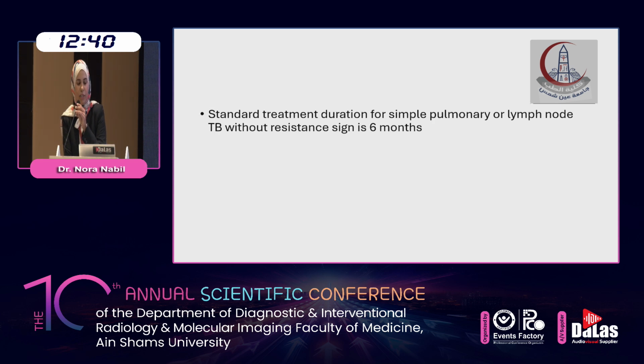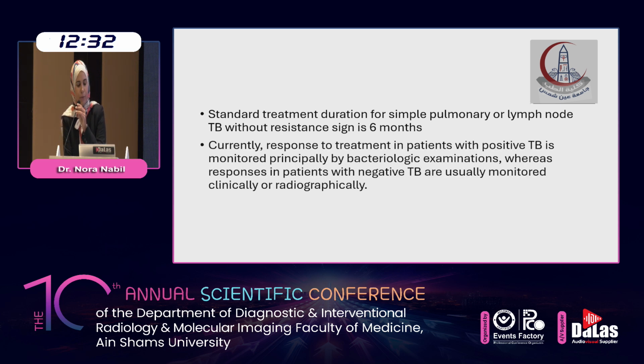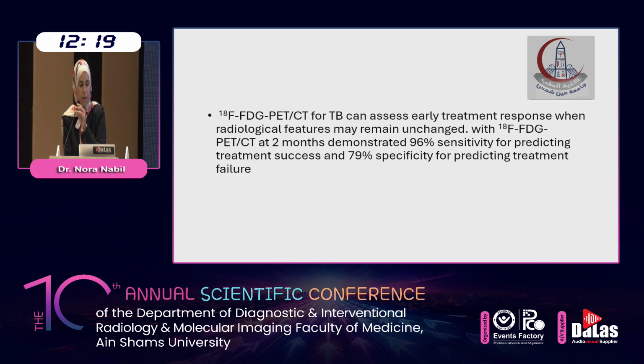Standard treatment duration for simple pulmonary or lymph node TB without resistance is almost 6 months. Currently, response to treatment in patients with positive TB is monitored principally by bacteriological examination, whereas responses in patients with negative TB are usually monitored clinically or radiographically. PET-CT for TB can assess early treatment response when radiological features may remain unchanged, with FDG PET-CT at 2 months demonstrating 96% sensitivity for predicting treatment success and 79% specificity for predicting treatment failure.